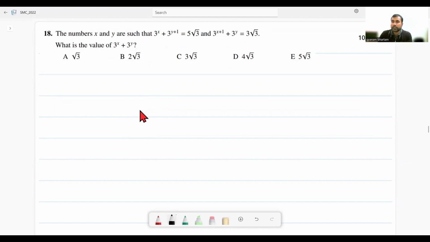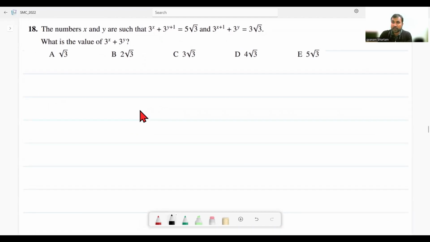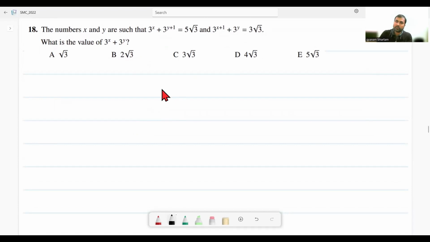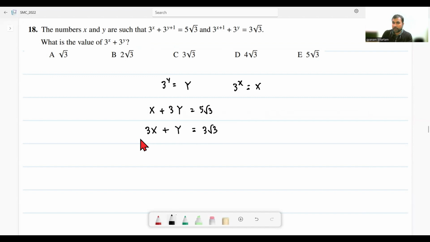Now, this is quite symmetrically written. Then what we can say, if 3 to the power y is capital Y and 3 to the power x is capital X, we can write X plus 3Y is 5 root 3. And this one is going to be 3 times X plus Y, which is 3 root 3. Right? And we have to find x plus y.